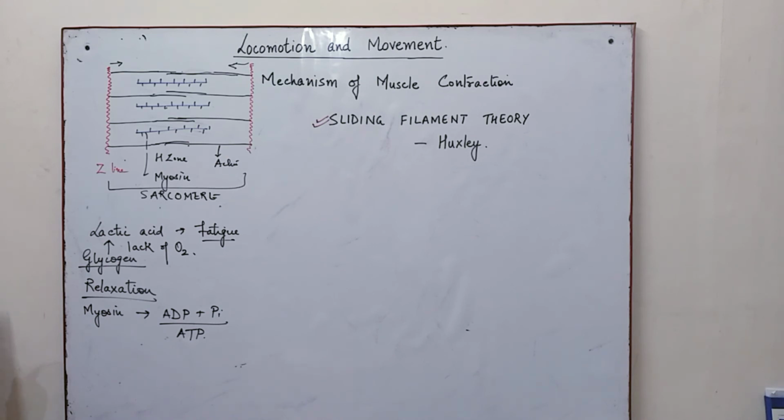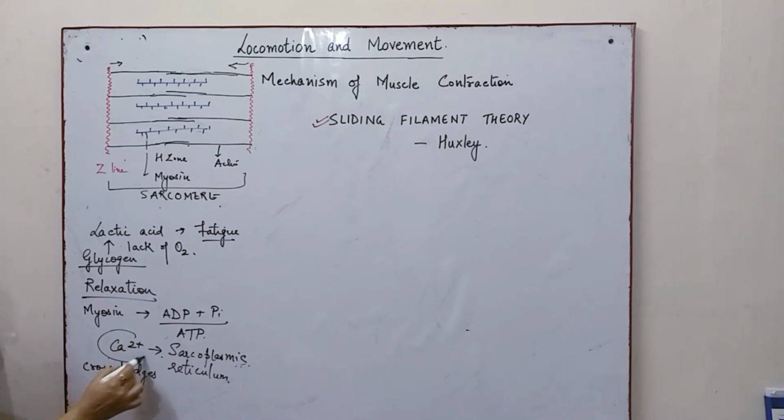So this breaks, resulting in further sliding, and the process continues till the calcium ions present in the sarcoplasm are sent back to the sarcoplasmic reticulum or sarcoplasmic cisternae. So these are the major changes. Cross bridges between actin and myosin will break, and all the calcium will again go back to the sarcoplasmic reticulum.